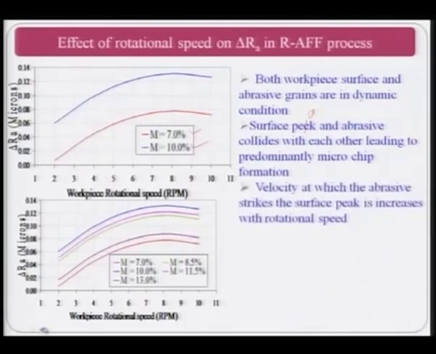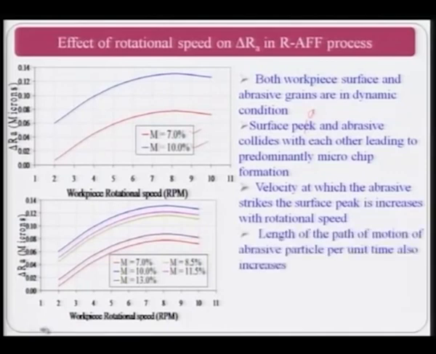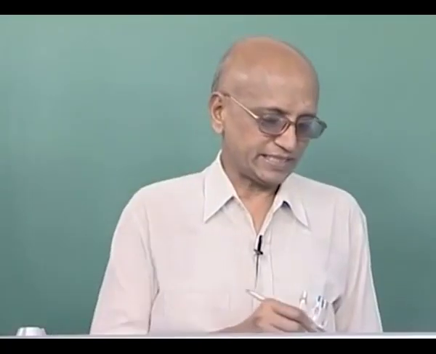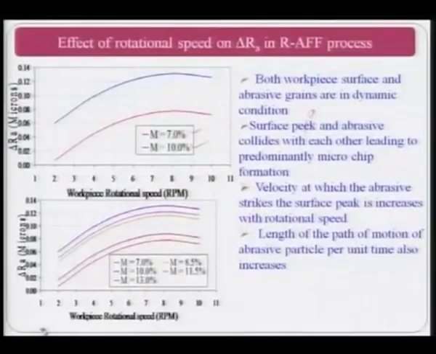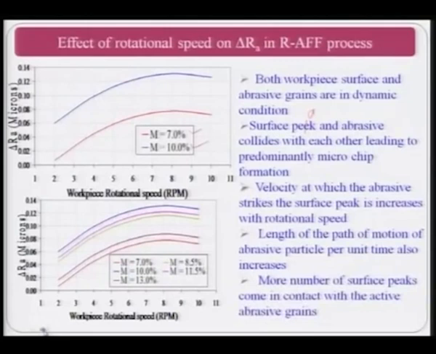Velocity at which the abrasive strikes the surface peak increases with rotational speed. Definitely the length of the path of motion of the abrasive particle per unit time also increases, which I have shown to you, that in place of axial motion there is helical motion. More number of surface peaks come in contact with the active abrasive grains in case of RAFF as compared to AFF.